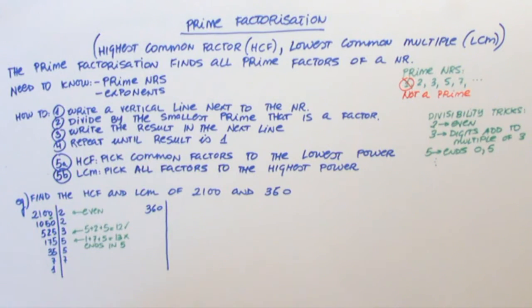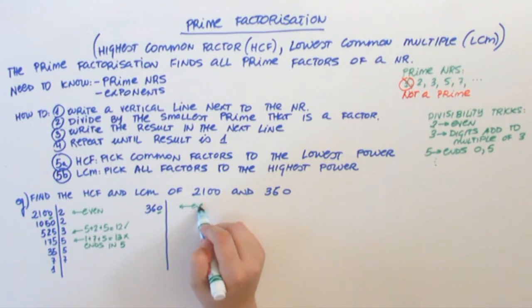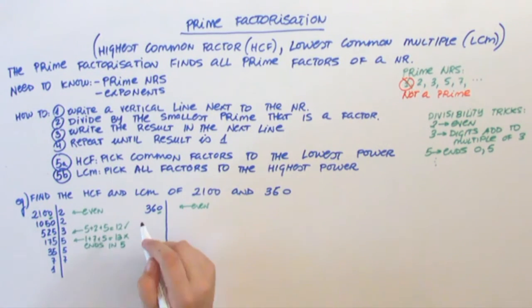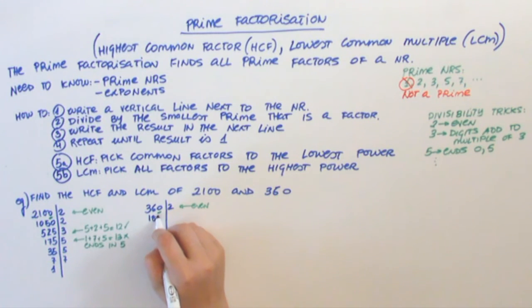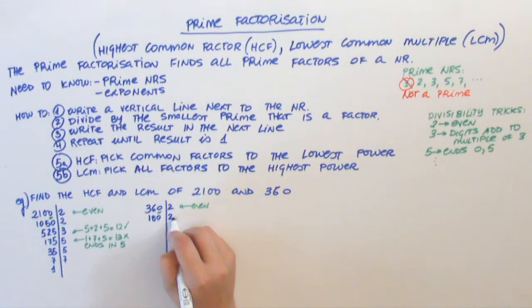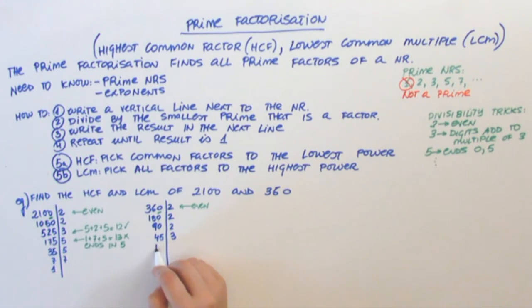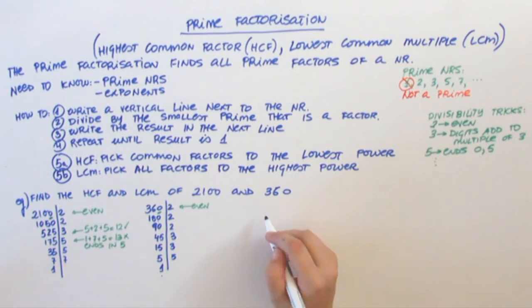Then I repeat the process with 360, that is even to start with. So the lowest prime number that is a factor is 2. 360 divided by 2 gives me 180, which is even as well. That gives me 90 if I divide by 2 again. And 90 over 2 gives me 45. 45 is divisible by 3, gives me 15. 15 over 3 gives me 5, and 5 over 5 gives me 1, and I'm done.